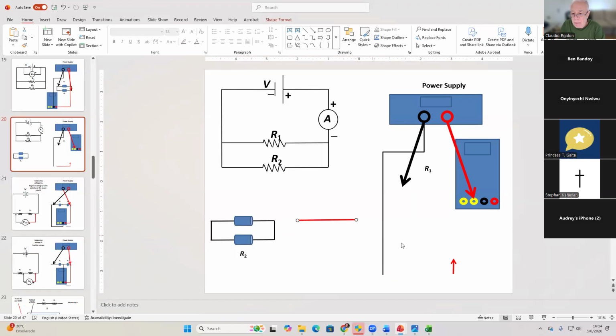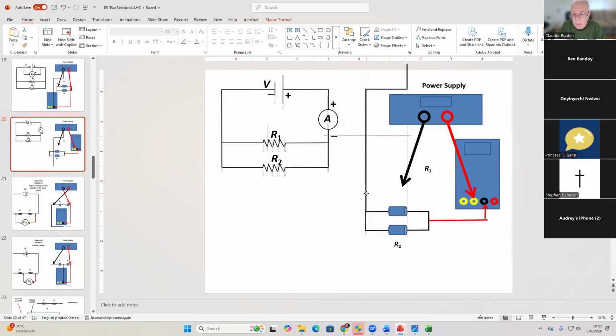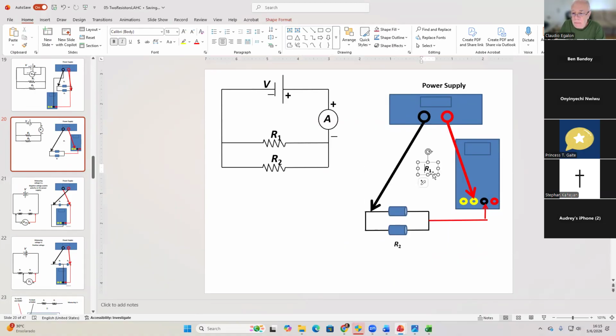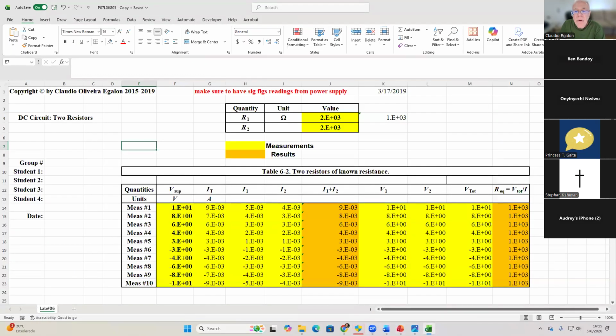We are going to get the black here. This one is going to be connected to the resistors that are in parallel, and then we close the circuit. This one is resistor 1. That's how you measure the current, the total current, which corresponds to this one here, okay?